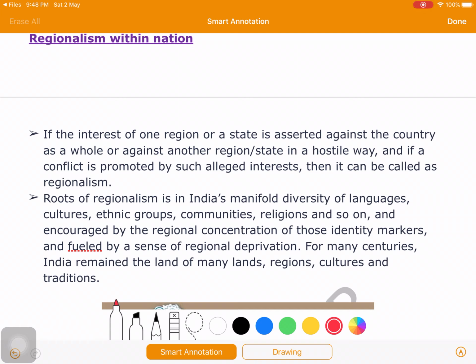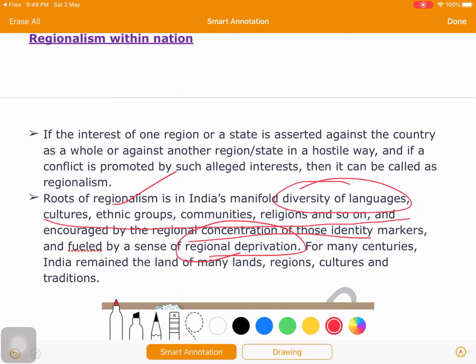The roots of regionalism in India are manifold, based on the diversity of languages, cultures, ethnic groups, communities, religions, and so on. Simply put, the root of regionalism in India is diversity, and that diversity is encouraged by regional concentration in order to get identity, which was fueled by a sense of regional deprivation. Because of the discrimination shown by other regions within the context of India, that is the real root of regionalism in India.